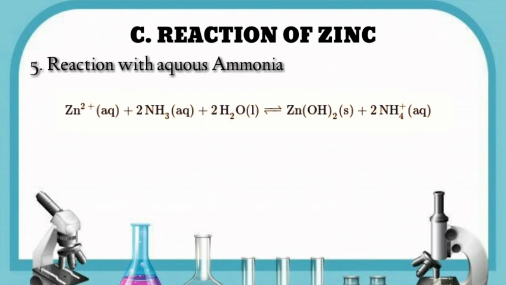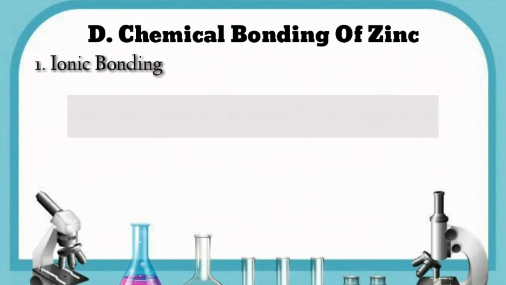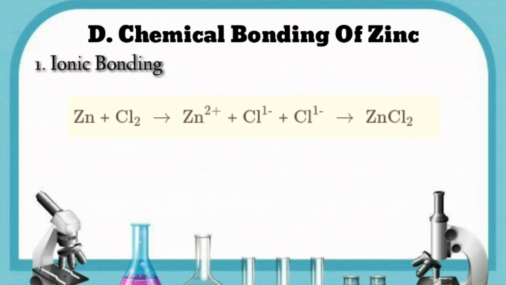Next, reaction of zinc with aqueous ammonia. Zinc 2+ ions react with aqueous ammonia to precipitate white gelatinous Zn(OH)2, like this reaction. Next, chemical bonding of zinc. First, ionic bonding. For example, zinc chloride. The ionic bond is formed by the electrostatic attraction between Cl- and Zn2+.